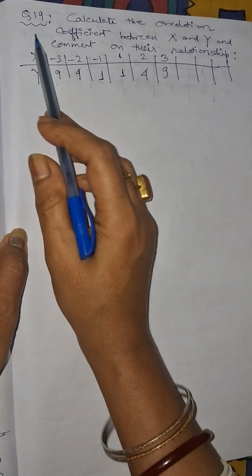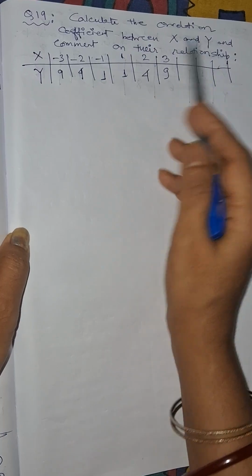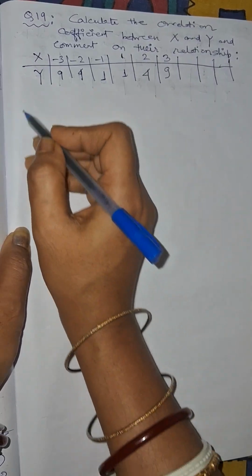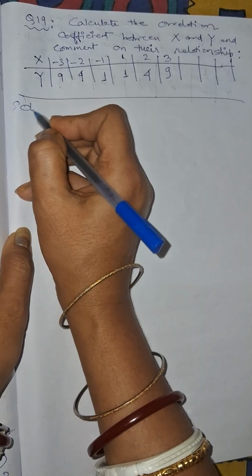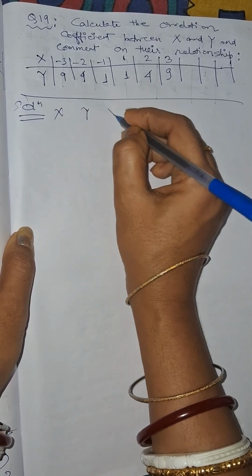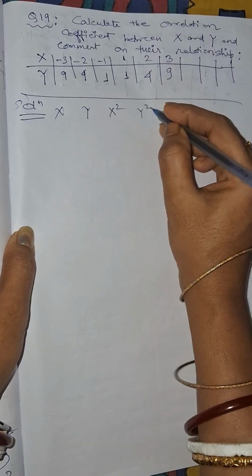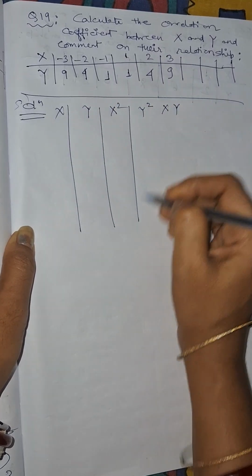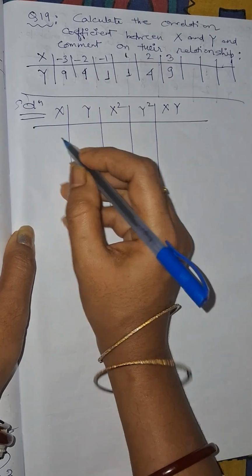Now we solve question number 19. Calculate the correlation coefficient between x and y. Comment on their relationship. So here all the values are given. So first we do the table. We write the table x, y, we require x square, we require y square, and we require xy. So we draw the table as per the values given of x and y.